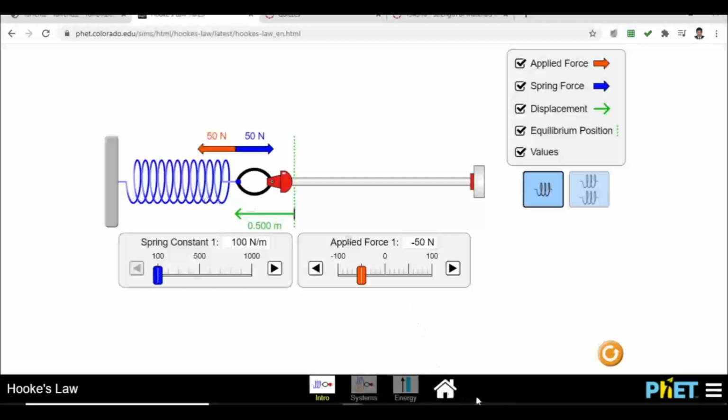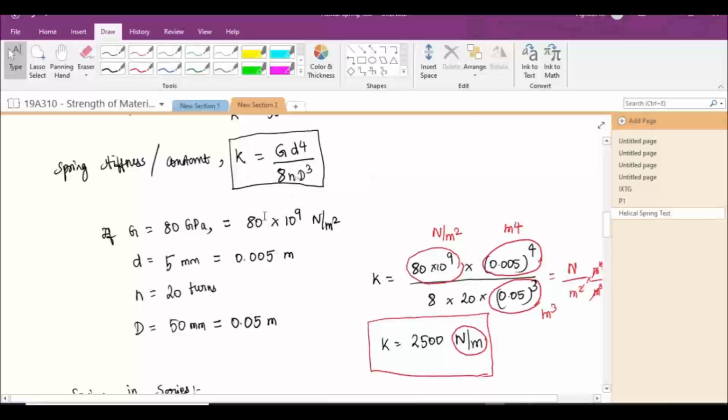So that explains how this formula works. In the simulator, since G is kept constant, N is constant, D is constant, the only value that changes is the wire diameter. So if the stiffness of the spring is to be increased, the wire diameter is increased.